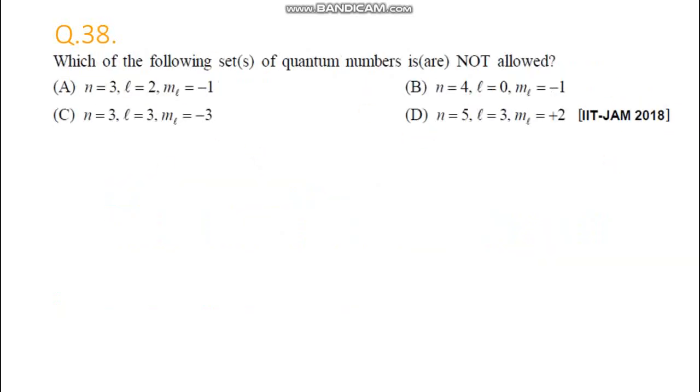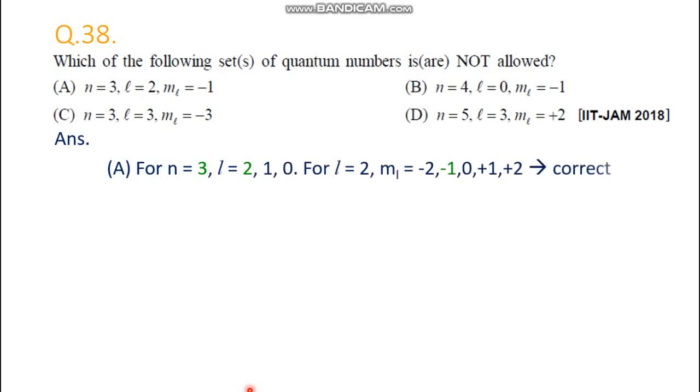Now move on to the next question. Which of the following set or sets of quantum numbers is or are not allowed here? So here are 4 options. So let's check which set of the quantum numbers are correct or which set are incorrect. First of all, the first option, where n equals 3, l equals 2 and m equals -1. M is also sometimes written as ml and s is also sometimes written as ms.